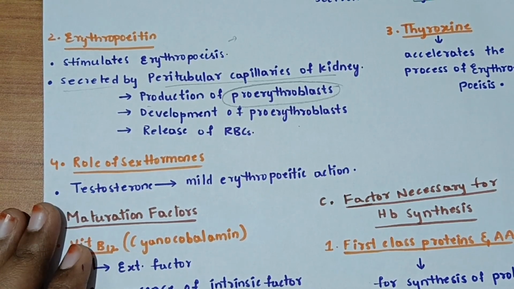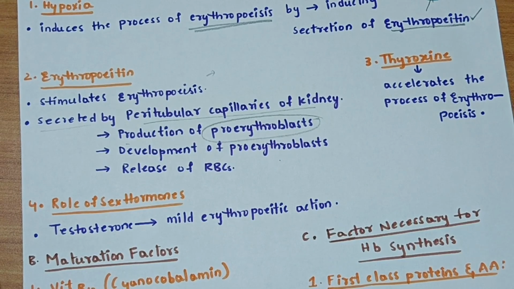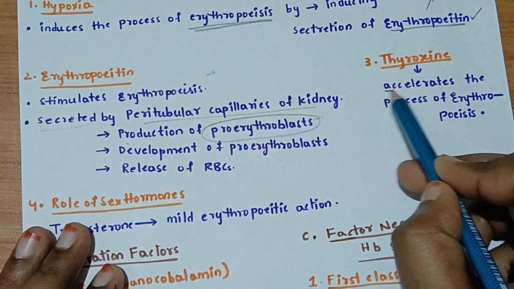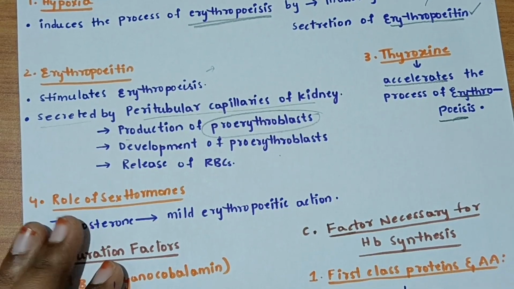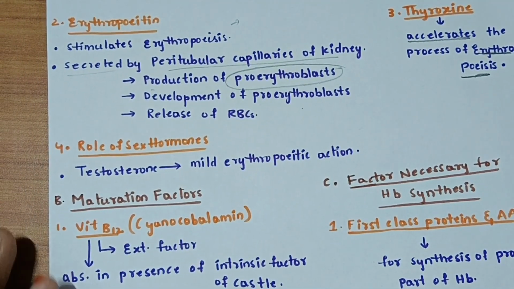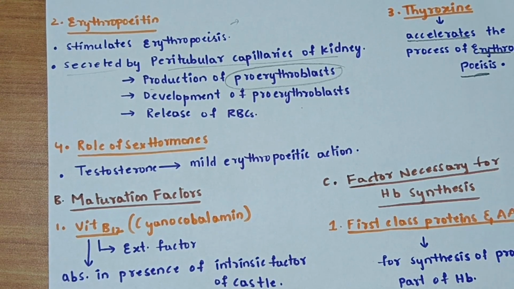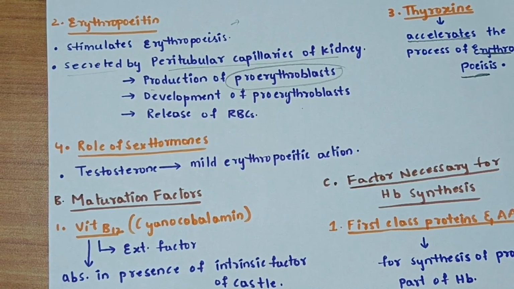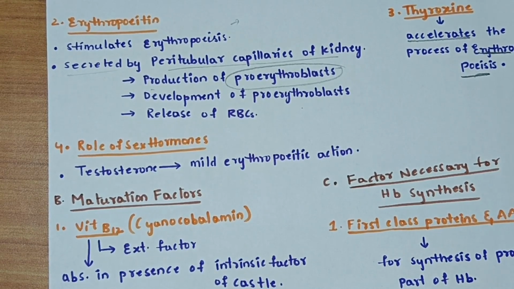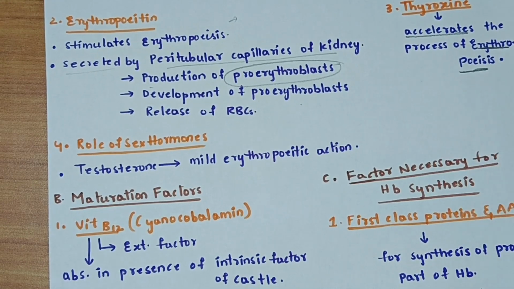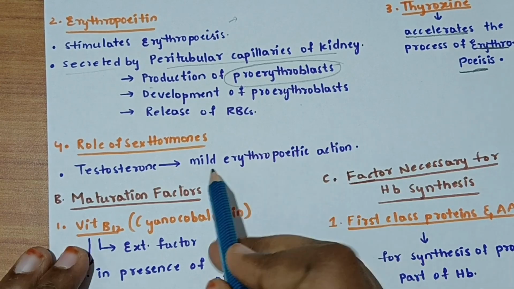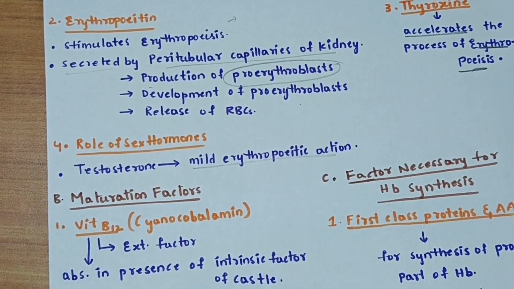And the third factor is thyroxine. It is a hormone which increases the rate of the process of erythropoiesis, which accelerates erythropoiesis. And the fourth factor which helps in erythropoiesis is sex hormones. What is the role of sex hormone? This is not as important as hypoxia and erythropoietin. Testosterone, a male hormone, helps very mildly in the erythropoietic action after attaining puberty.